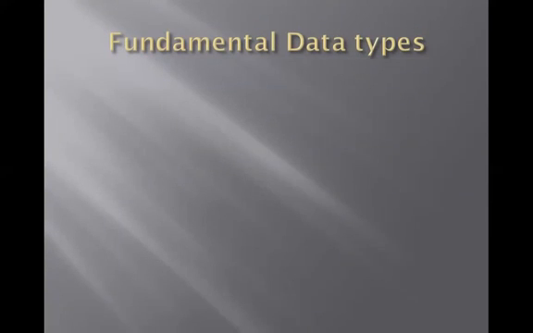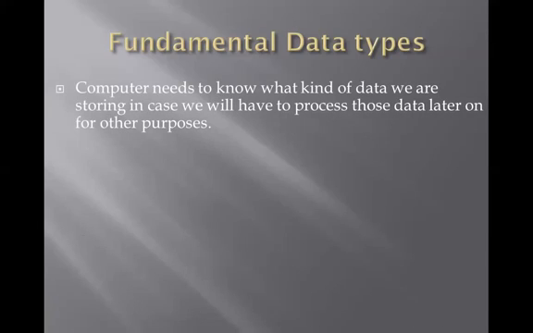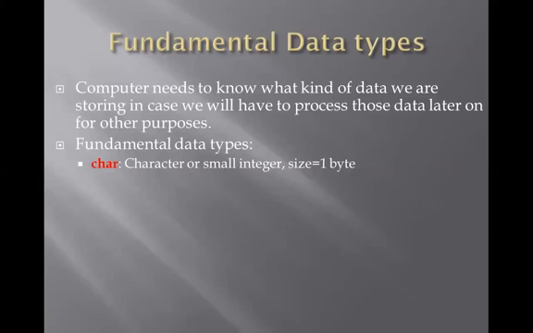Now let's talk about some fundamental data types. C++ needs to know what kind of data you are storing to do further processing later on. Without knowing what kind of data type it is, C++ will not be able to store it. There are basically 9 types of fundamental data types in C++. Char is a character, also called a small integer. Its size is 1 byte. It takes 1 byte of memory in your computer.